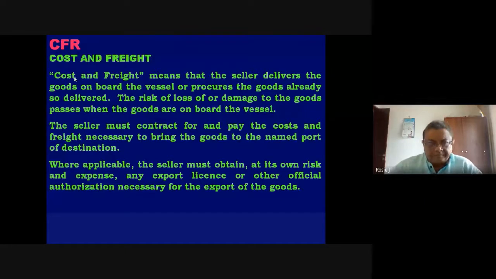Very simple. CFR means same like FOB. He has to bring the goods, load them on the ship, load on board the ship, plus he pays the freight, the carriage, from say Colombo to the port of destination. He must pay the freight necessary to bring the goods to the named port of destination. So he pays the freight from Colombo to Jeddah, right?